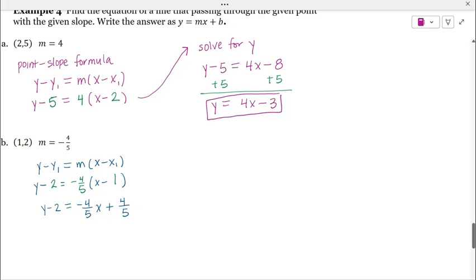Let's add 2 to both sides. So we get y equals negative 4 over 5x, plus 4/5 plus 2, which is going to be plus 14 over 5. So that's our final answer here.